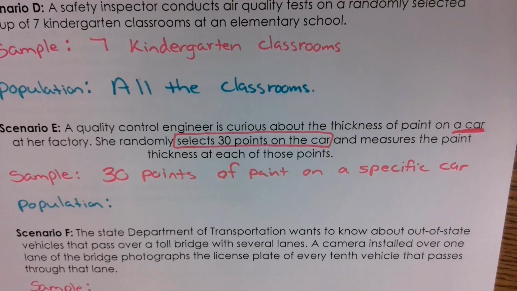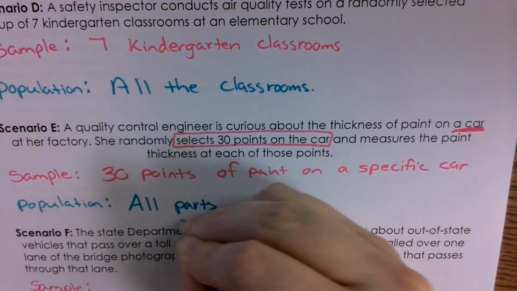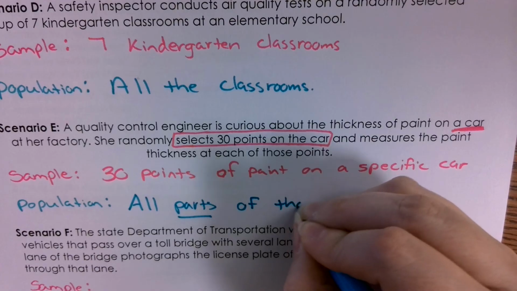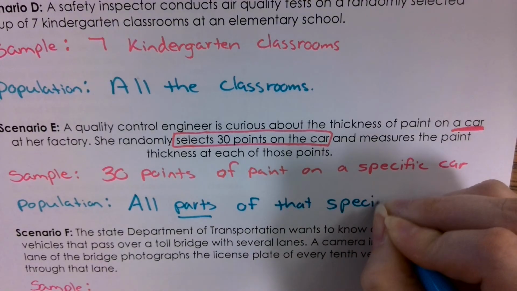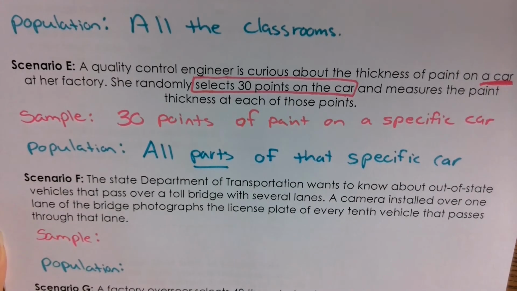Now, everybody's been fine with that. They're like, yeah, it's the 30 points that she's testing. But then for the population, they're like, it's all cars in the factory. Is it all cars in the factory? No. It's all parts of the car. It's all parts of that specific car that's painted. Okay? All parts of that specific car. So you got to be really careful about that.